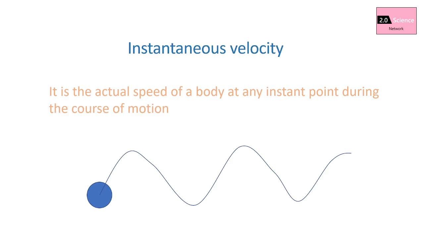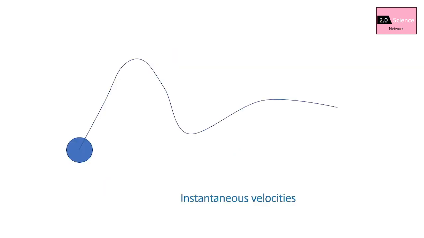Instantaneous velocity. It is the actual speed of a body at any instant point during the course of motion. Every linearly moving object has an instantaneous velocity. It can be divided into the speed and the direction. From practical experience in a vehicle, we can feel the speed of the vehicle, as well as when a vehicle changes its speed and direction quickly.